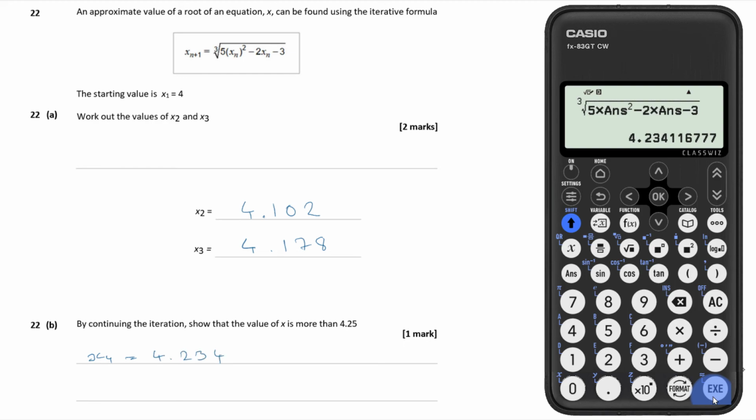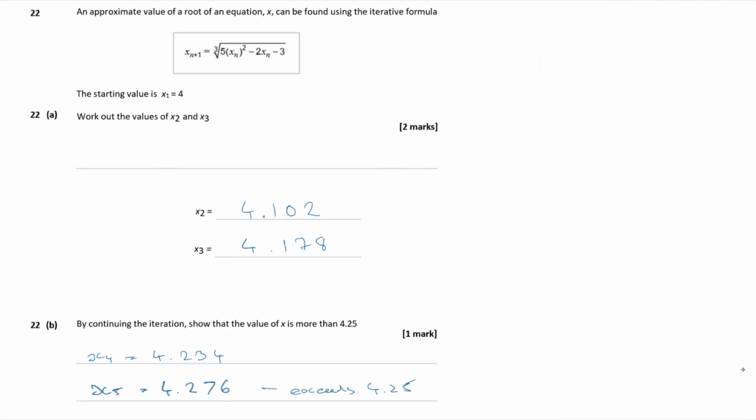4.234. Press it again. I'm going to get, well, that's already there then, isn't it? x5, that's equal to 4.276, rounded off to 3 significant figures, which exceeds 4.25 as required. Okay, so yeah, just a bit of a calculator trick there to keep feeding your answer back in on itself, makes those sort of questions a whole lot easier.